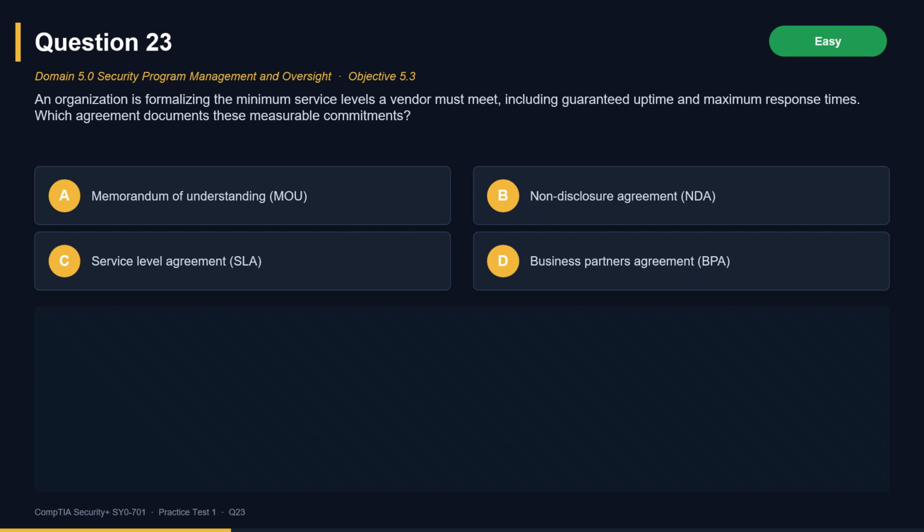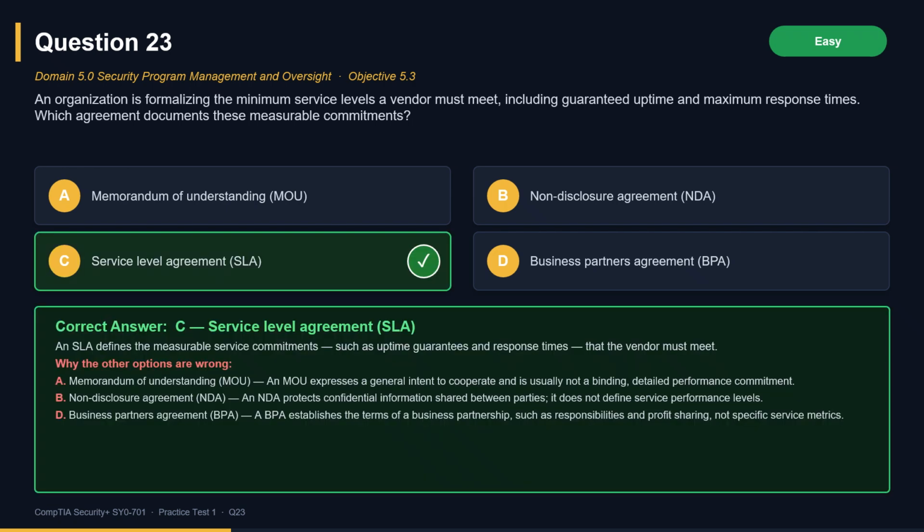The correct answer is C, Service Level Agreement, SLA. An SLA defines the measurable service commitments, such as uptime guarantees and response times, that the vendor must meet. Now, why the other options are wrong? Memorandum of Understanding, MOU, is incorrect. An MOU expresses a general intent to cooperate and is usually not a binding, detailed performance commitment.